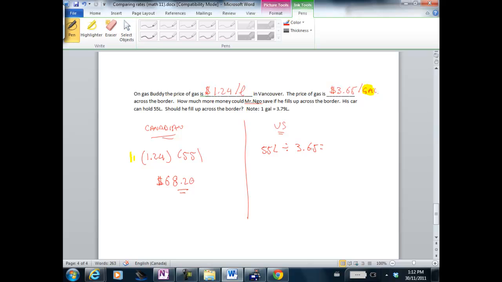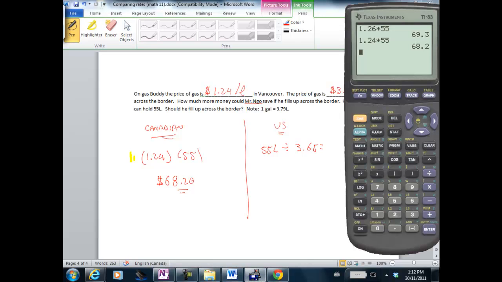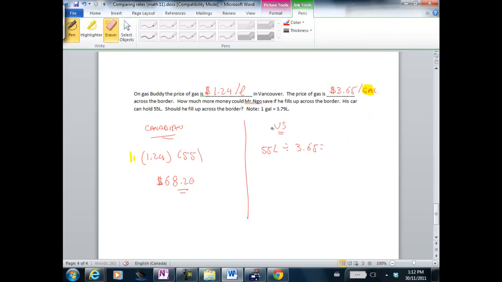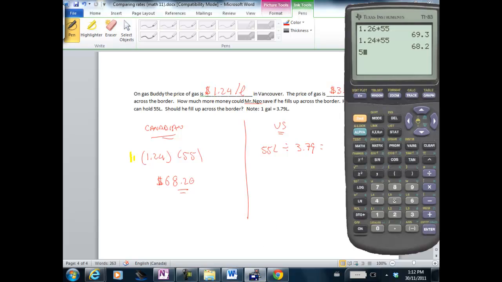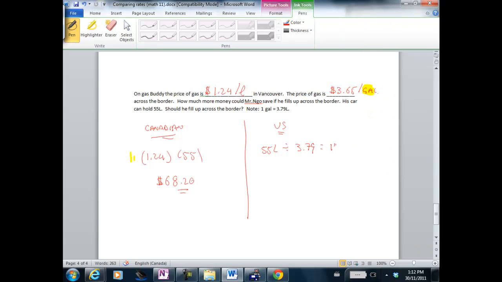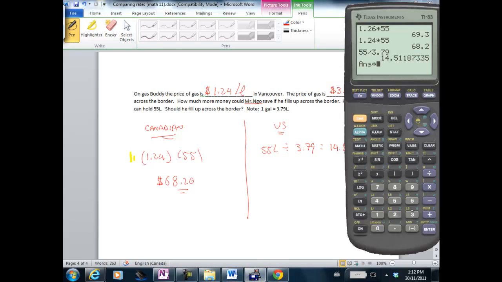Good. Guys, gals, do this right now. Oh, sorry, wrong number. 3.79. So let's do this. Go 55 divided by 3.79. Yep. See, that's how many gallons my car can hold: 14.5 gallons. Times 3.65. And if I go to the States, it would cost me roughly $52.97.